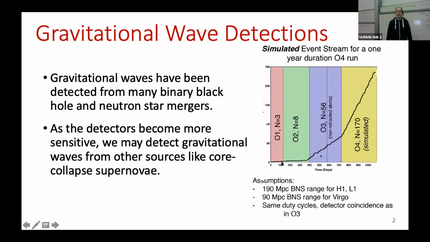So gravitational waves have been detected from lots of binary black holes and neutron stars, as you've already heard lots of times today. We've detected about 60 so far, and we're expecting to detect a bunch more during O4. But we might also start to detect other things as the detectors become more sensitive. And I hope that one of those things will be a core collapse supernova signal.